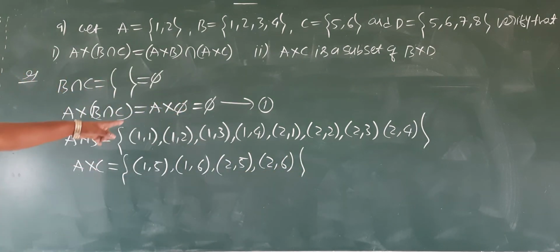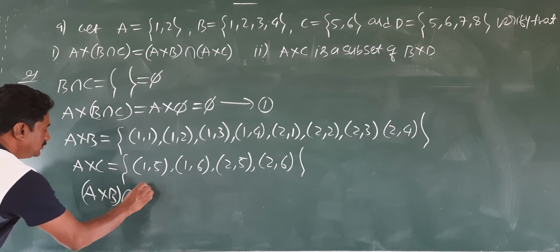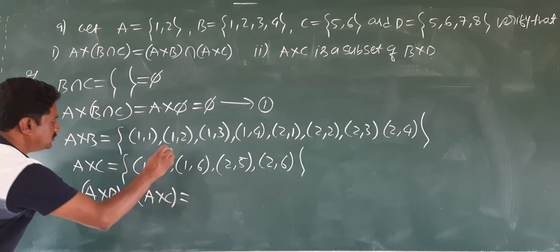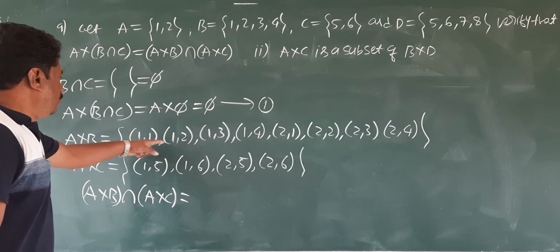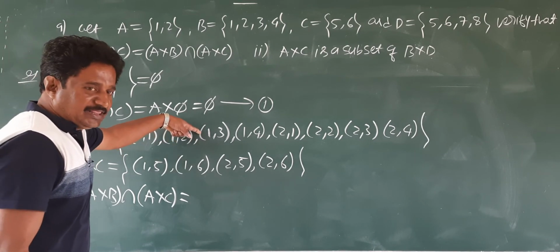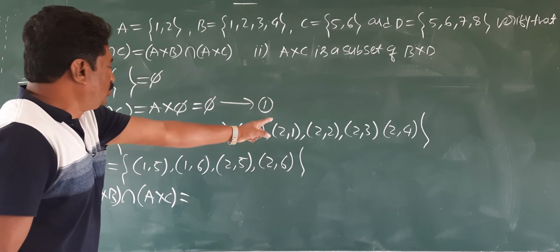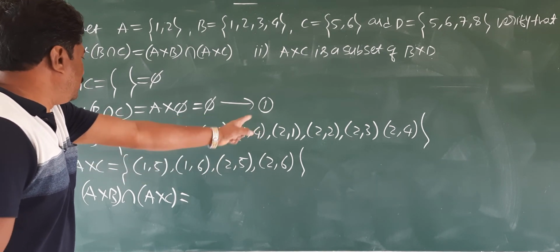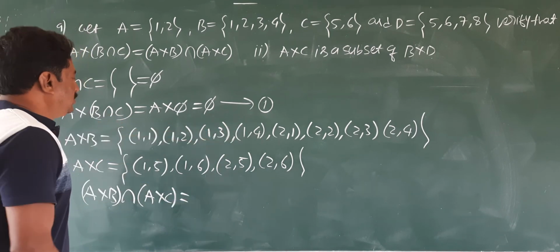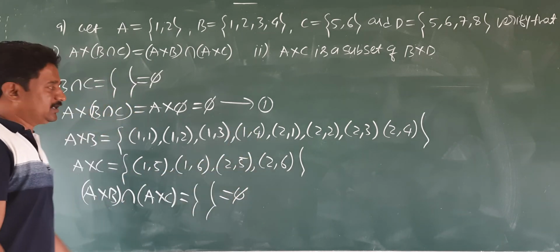Now the intersection of these two, (A cross B) intersection (A cross C). You collect the common elements from both. Is 1, 1 common? No. 1, 2 common? No. Is 1, 3 common? No. 1, 4 common? No. 2, 1 common? No. 2, 2 is not a common element. 2, 3 is not common to both. 2, 4? No. So I think it is the empty set. Fine, empty set. Correct. This is equation 2.